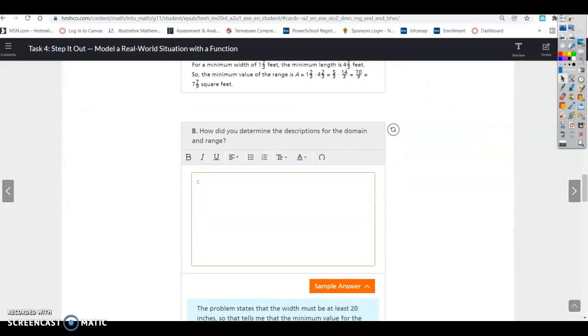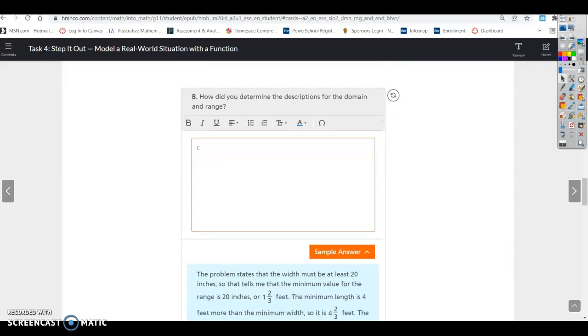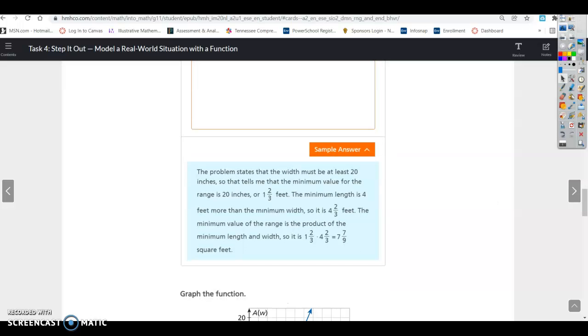All right, so it says, how did you determine the descriptions for the domain and the range? The problem states that the width must be at least 20 inches. So that tells me that the minimum value for the domain is 20 inches, which is equivalent to 1 2/3 feet. The minimum length is supposed to be 3 feet more than the minimum, so that gives you 4 2/3, which is equivalent to 14/3. And then if you multiply these two together, you get the 7 and 7/9.